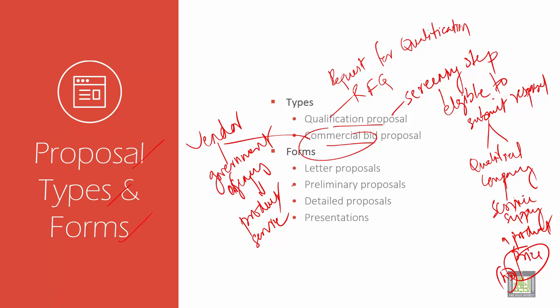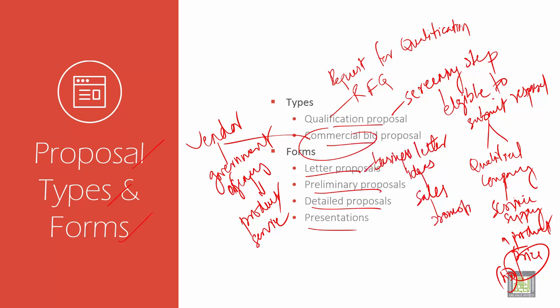Then we have other forms like letter proposals, preliminary proposals, detailed proposals, and presentation. Okay. What is this letter proposal? A letter proposal is a type of business letter. It is used to introduce someone, your ideas. Then it can also be a sales letter, like giving promotion to your products and services to the customer. Then also a letter suggesting a new company program to the boss, something like that.